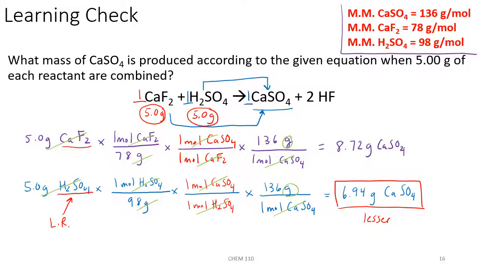The calcium fluoride gave us a greater amount that we really couldn't form. This is going to be our excess reactant because we will have some of it left over after the reaction is finished.